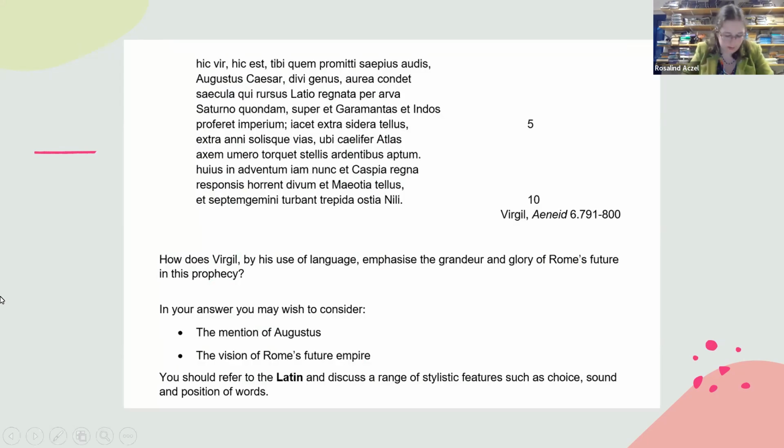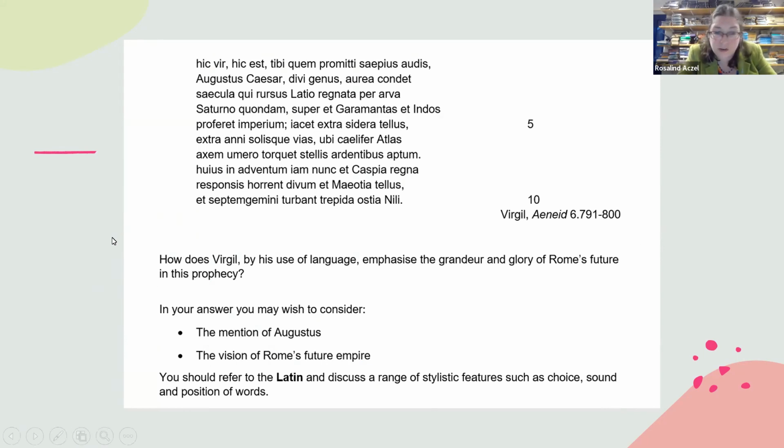So I thought if everyone's still happy with time, just to have a look at a question and think about how you might go about answering that. So this is a question on the current Aeneid text. I thought I'd pick the Aeneid because probably of all the texts, that's the one that most people know and most people will be teaching. And this is what I gave my year 11s as their mock question last month.